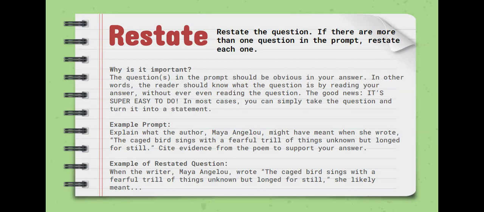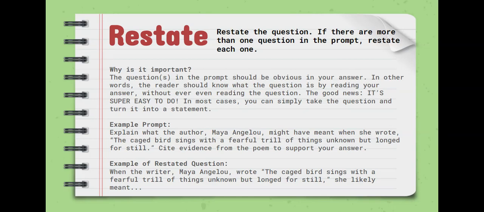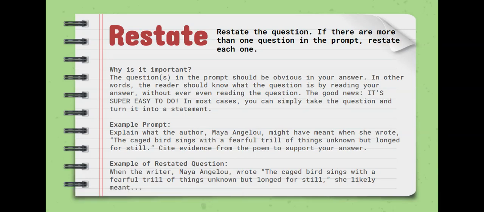So here's our example prompt. Explain what the author, Maya Angelou, might have meant when she wrote, "The caged bird sings with a fearful trill of things unknown but longed for still. Cite evidence from the poem to support your answer." And then here's the example of the restating of the question. When the author, Maya Angelou, wrote, "The caged bird sings with a fearful trill of things unknown but longed for still," she likely meant... You fill in the rest, right?